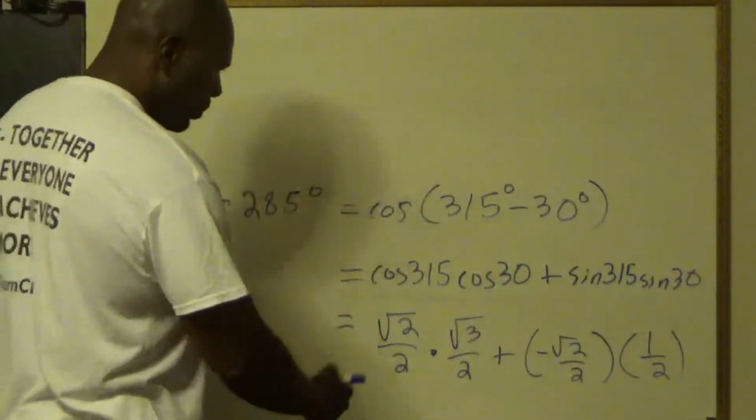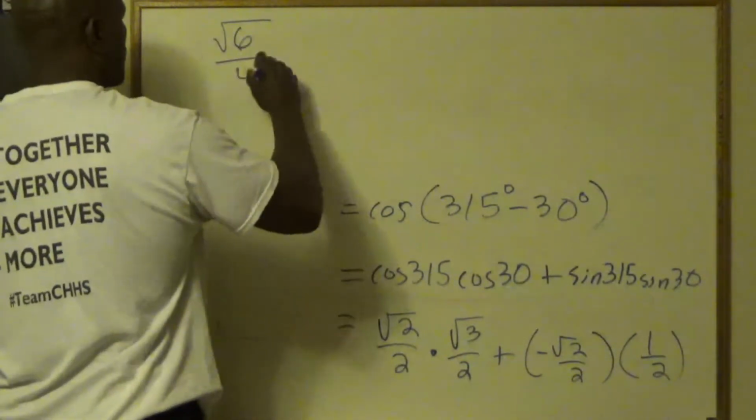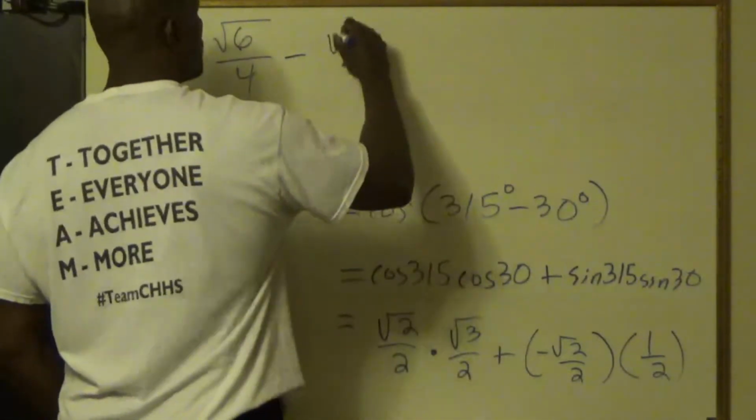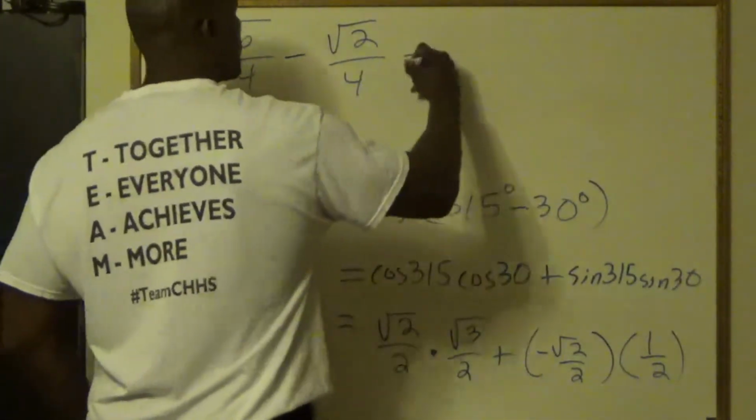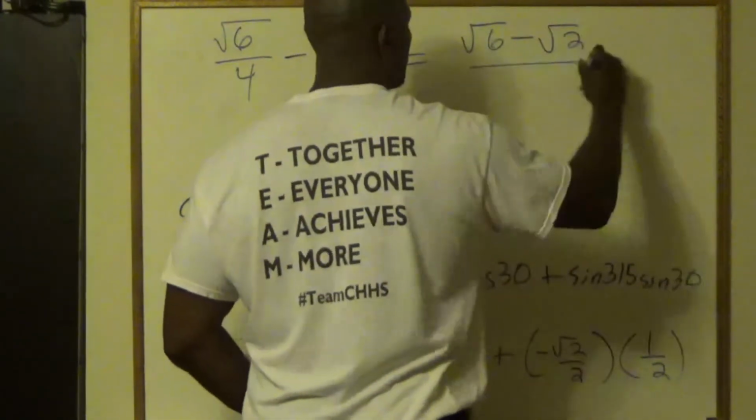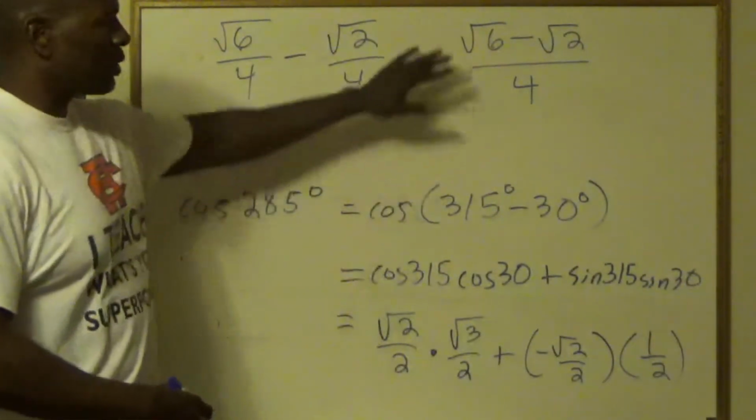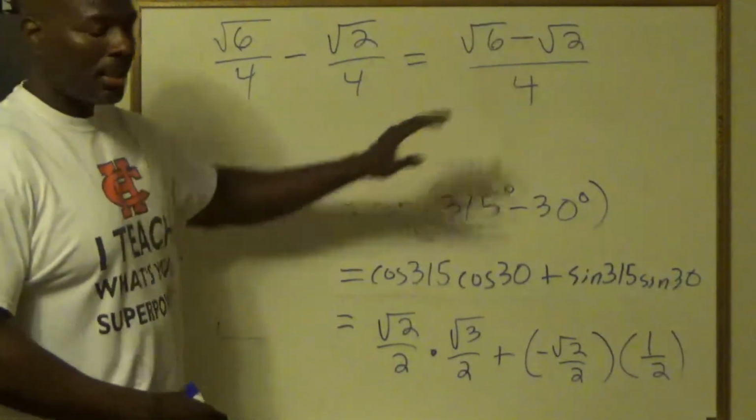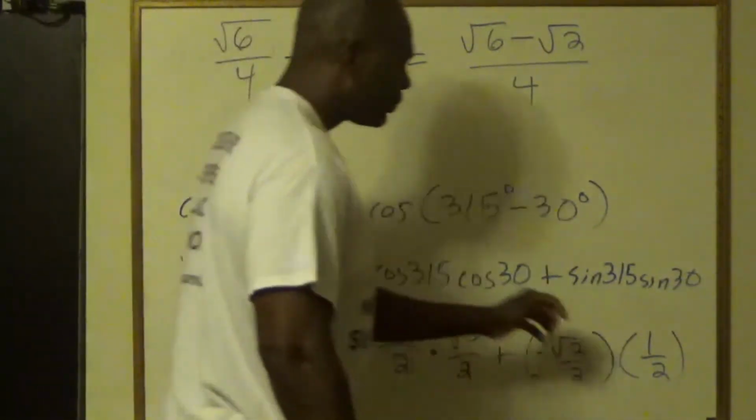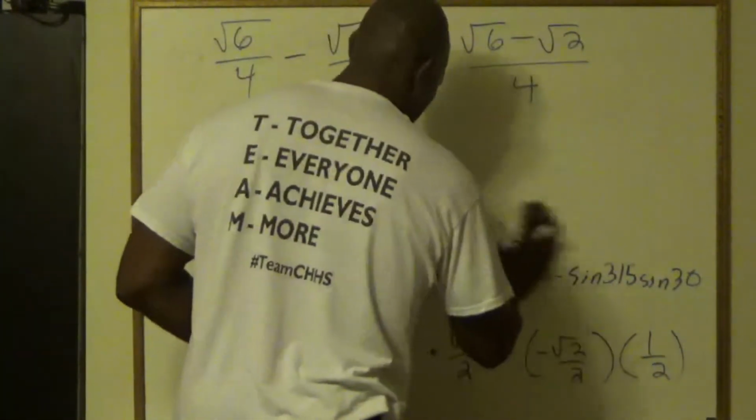So when we multiply these, we'll get the square root of 6 over 4 minus the square root of 2 over 4. So the square root of 6 minus the square root of 2 over 4. Again, the sine and cosine answers are typically going to take the look you see here, with only changes being plus or minuses in different spots. Okay, let's look at a tangent example.